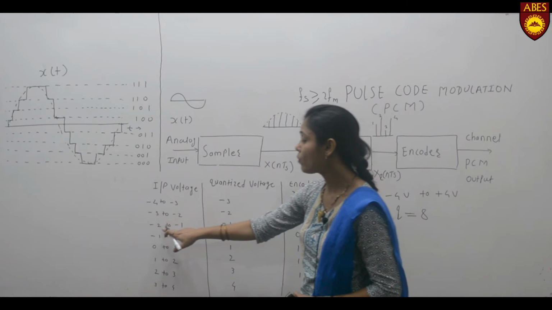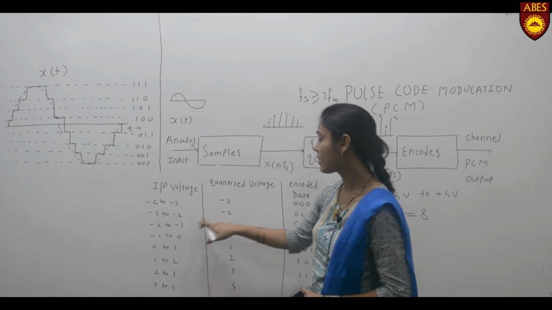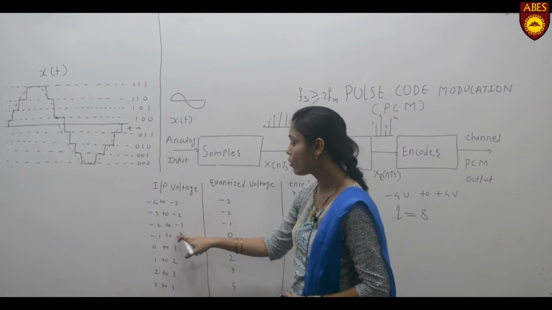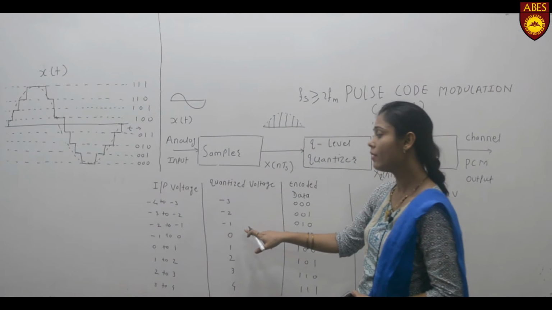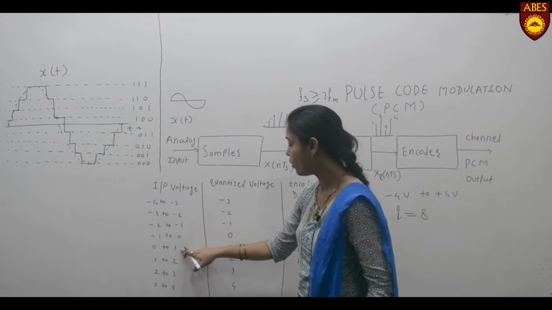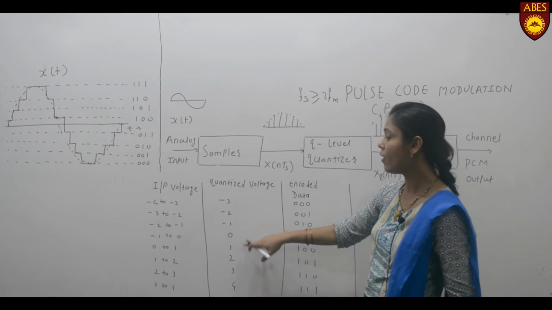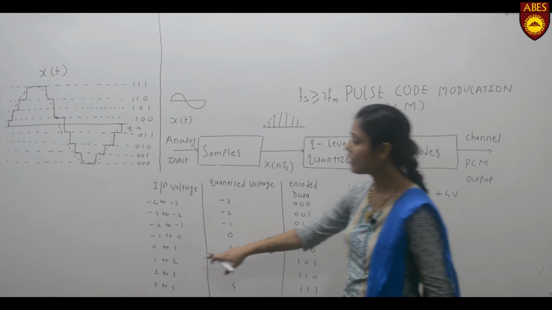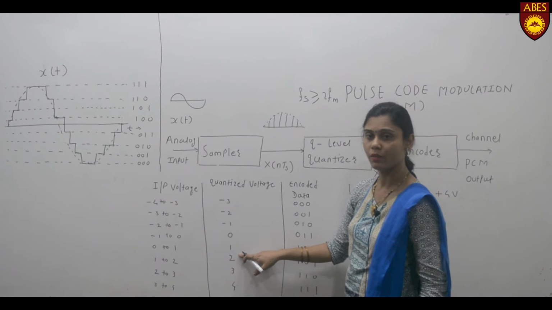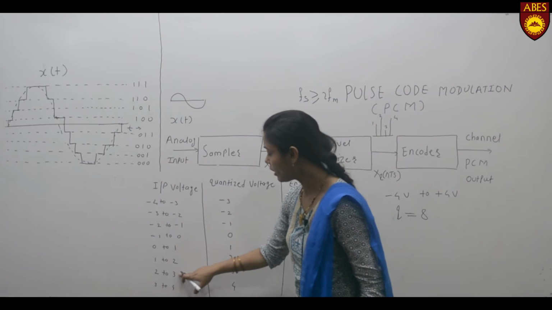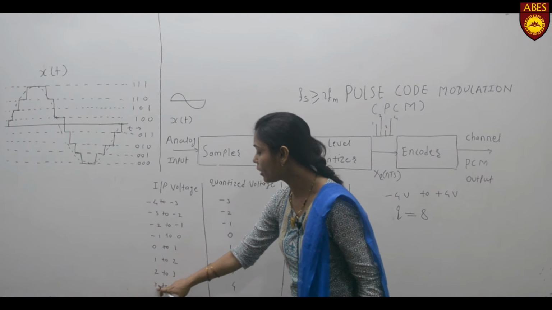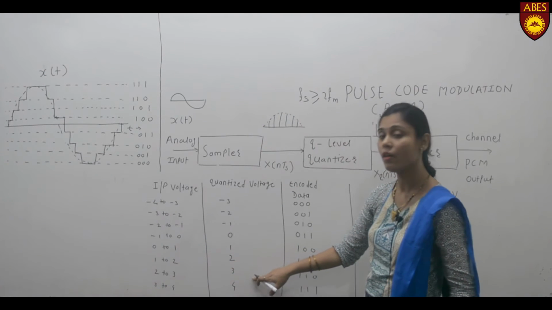Similarly, the range from -2 to -1 is considered as -1 volt. The range from -1 to 0 volt is considered as 0 volt. The range from 0 to 1 volt is considered as 1 volt. The range from 1 to 2 volt is considered as 2 volt. The range from 2 to 3 volt is considered as 3 volt, and the range from 3 volt to 4 volt is considered as 4 volt.